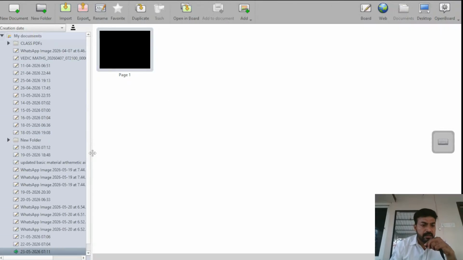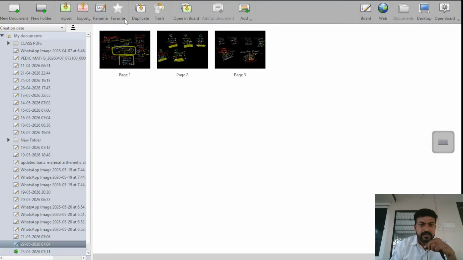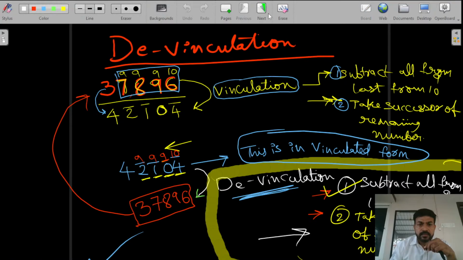Yesterday we were discussing subtraction using vinculation and devinculation. So let's check yesterday's things again. How to do devinculation, you have learned. The devinculation steps are subtracting all from 9, last from 10, as usual.